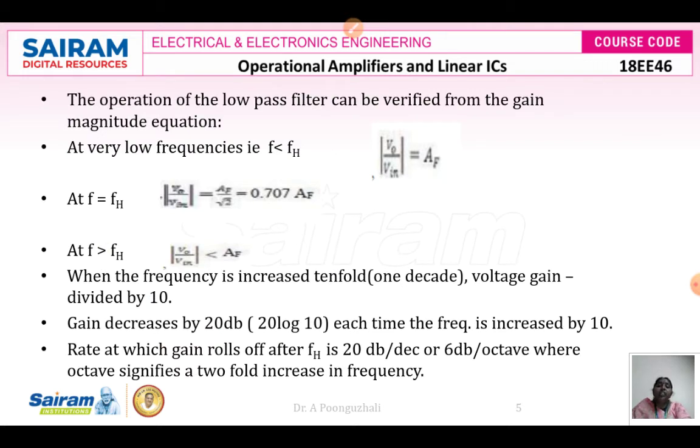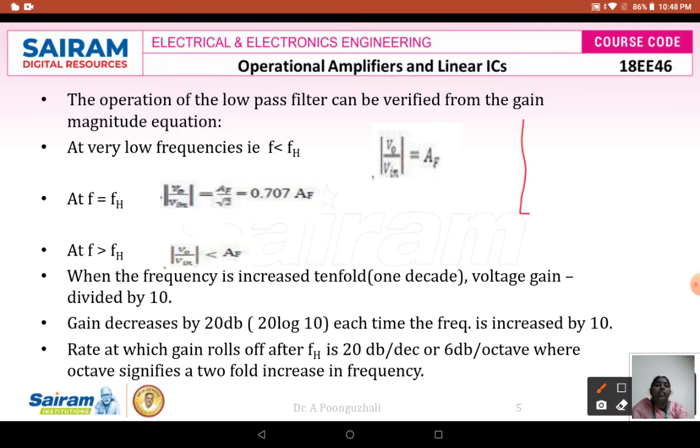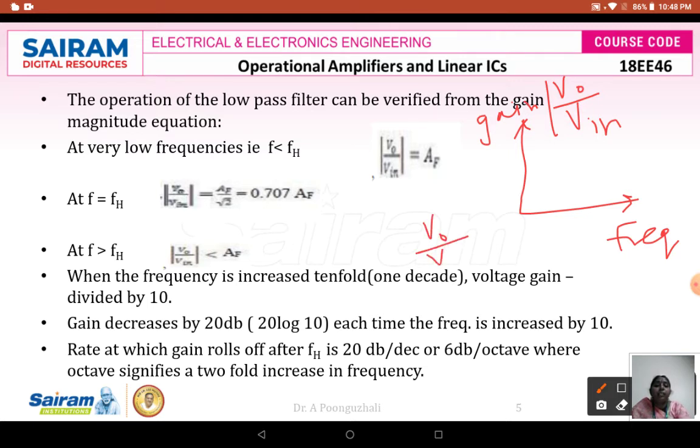So here we can analyze the response. This is going to be your gain. Here we are going to have your frequency, and here your gain. Gain is nothing but your magnitude V0 by Vin. What is the expression we had? V0 by Vin is equivalent to AF divided by square root of 1 plus (F by FH) squared. So this was the magnitude.